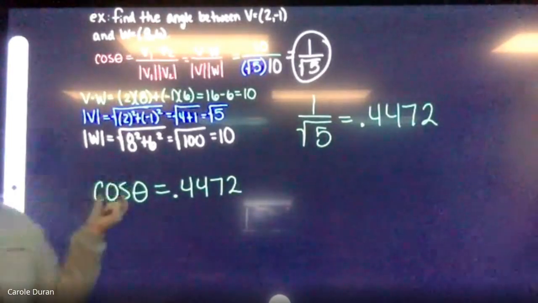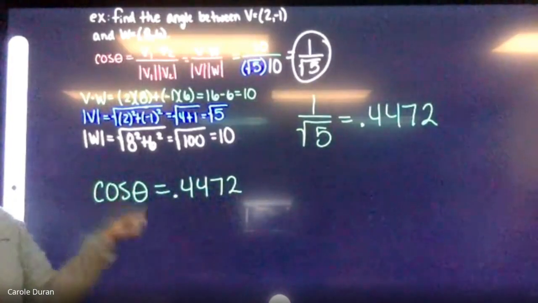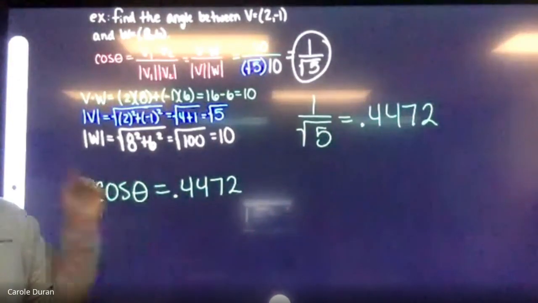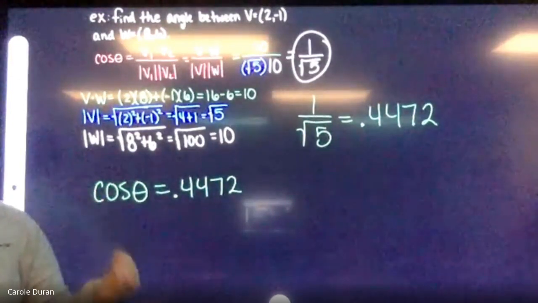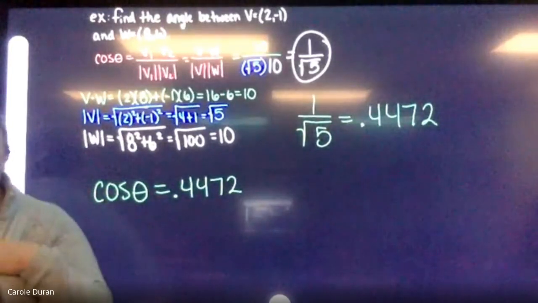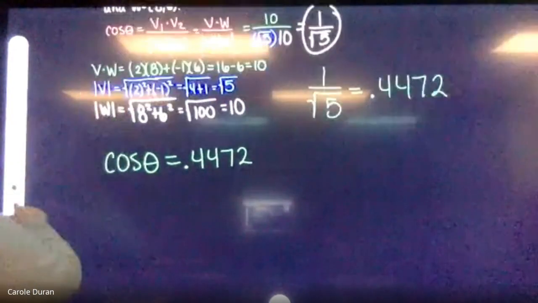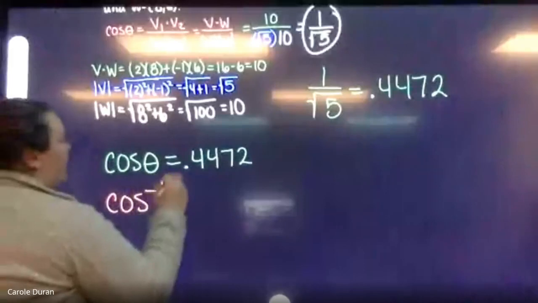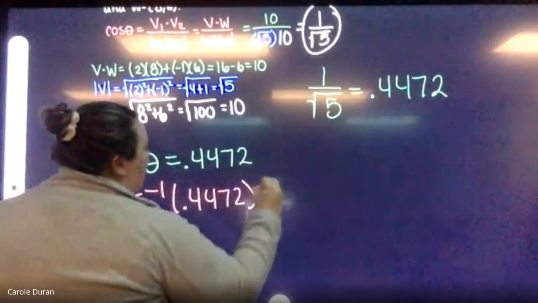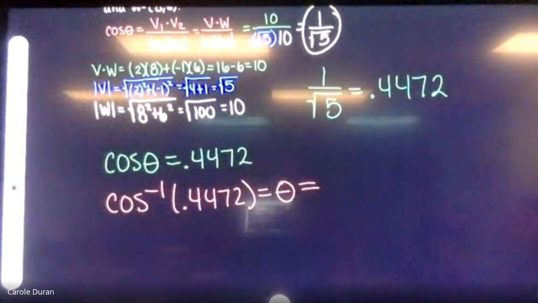So I have a trig function, and I have what the trig function is equal to, and now I need to solve for that angle theta. How do I do that? You have to do the inverse. What mode should my calculator be in? Degrees. All of our angles between vectors, we're going to calculate in degrees, to the nearest whole number. So I'm going to do cosine inverse of 0.4472, and that's going to give me my angle theta, and we're going to round to the nearest whole number.